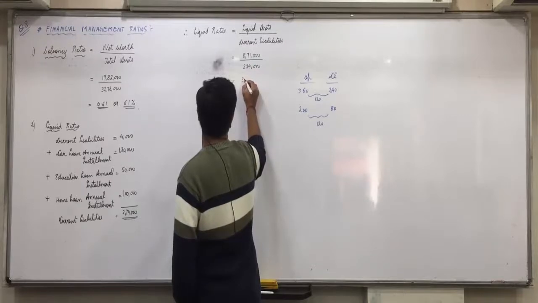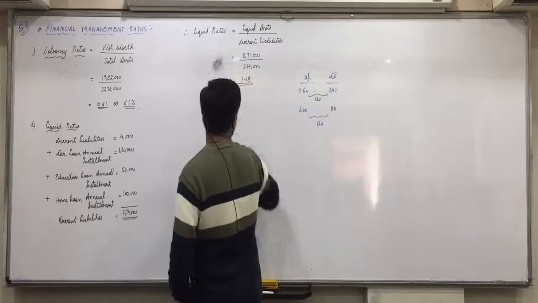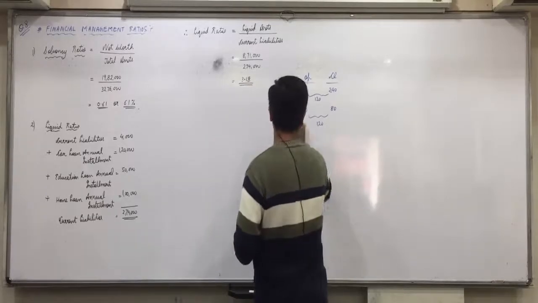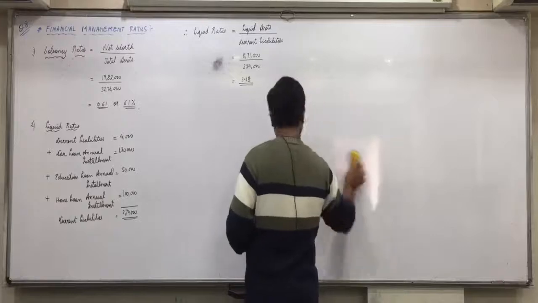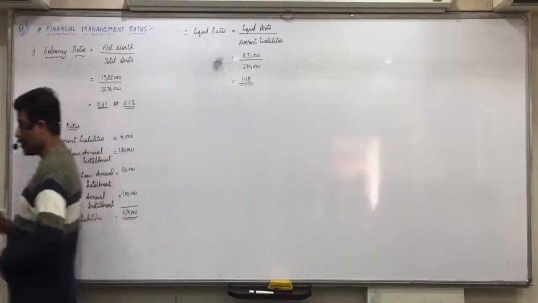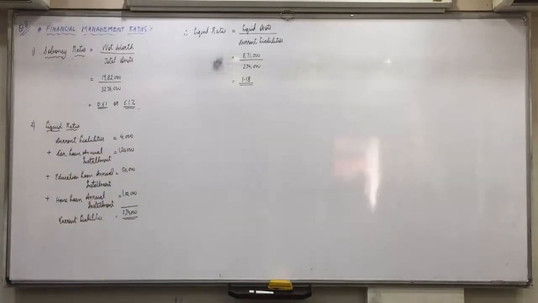So 3 point 1.8. Is everyone clear with this portion? Then after liquid ratio, which is the next one to be obtained? Savings ratio. Real savings ratio, what is the formula?